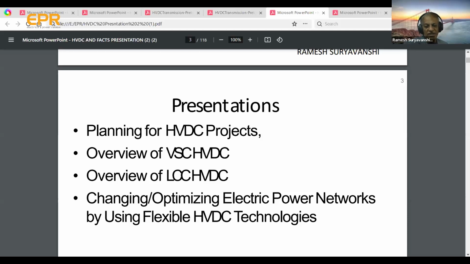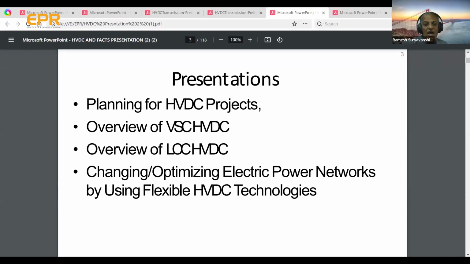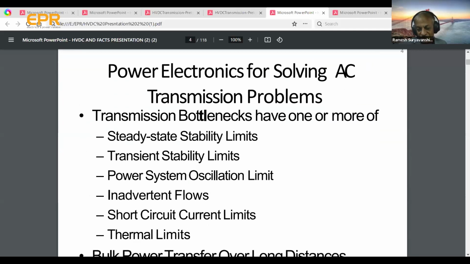If you want more detail about it, I have done this at VJTI, in Egypt, Iran, USA, UK and elsewhere, and also recently at AIT, the Asian Institute of Technology. The presentations include planning of HVDC, an overview of voltage source and LCC, line commutated current, and when you require power electronics. Planning of HVDC projects, overview of these things, you will go to power electronics for solving AC transmission problems.